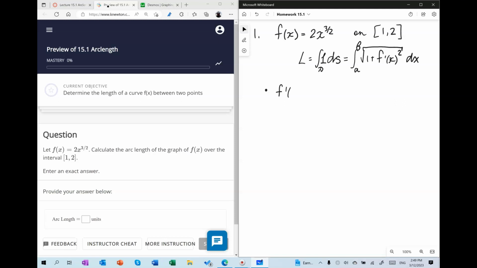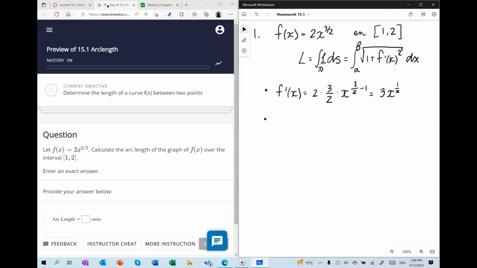First, we're going to find the derivative of the function. It's going to be 2 times, and we're going to use the power rule, 3/2 times x to the power 3/2 minus 1. So it's simply going to be equal to 3x to the power 1/2.